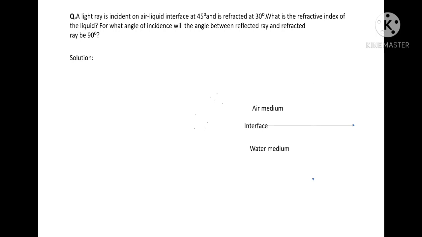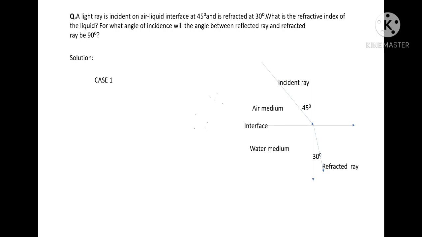Now if you take an incident ray, when the light is incident, that ray we are calling incident ray, and the angle made between the incident ray and normal is the angle of incidence, that he has given 45 degree. After incidence, you can see the light is refracted into the another medium. That ray we are calling a refracted ray, and the angle made between the refracted ray and normal is 30 degree according to the question. So let us consider case 1.